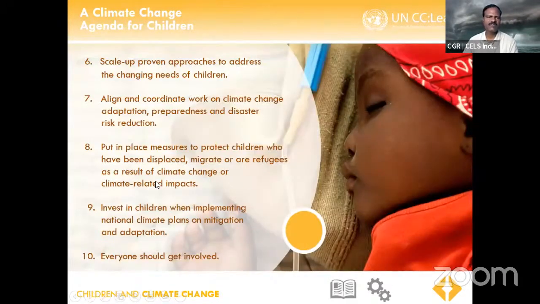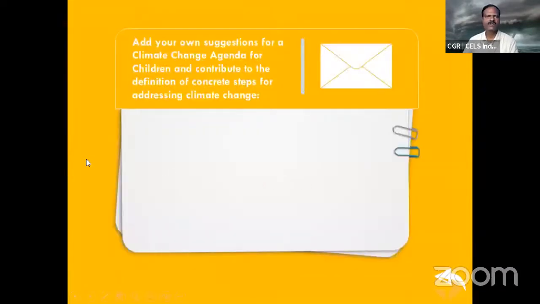So these are the agenda factors actually, all these: scale up proven approaches to address the changing needs of children, align and coordinate work on climate change adaptation, put in place measures to protect children who have been displaced, invest in children when implementing national climate plans, and everyone should get involved. So these are the various things.